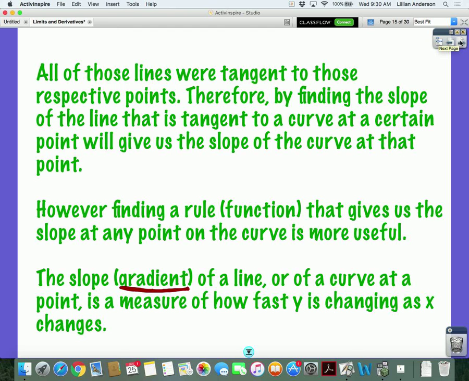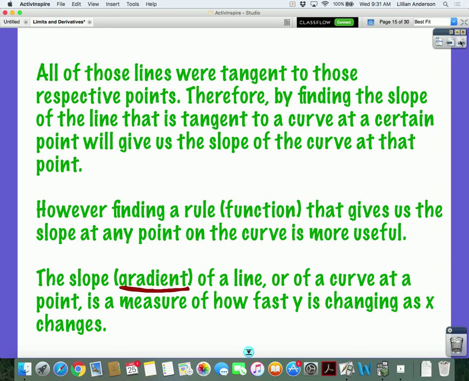A, B, C. Hold on, stop writing. Stay with me. This is where I lost last period. Each one of those lines is tangent at those respective points. Therefore, by finding the slope of those tangent lines, that will actually give us the slope of the curve at that particular point. So when you're looking at a curve, you are going to be asked to find the slope of a curve at a particular point. In order to do that, you're going to find the slope of those tangent lines at those respective points.